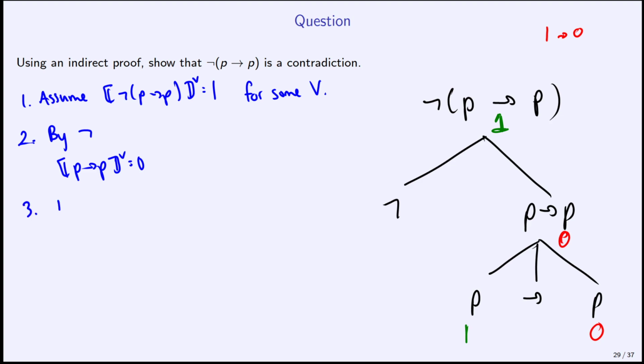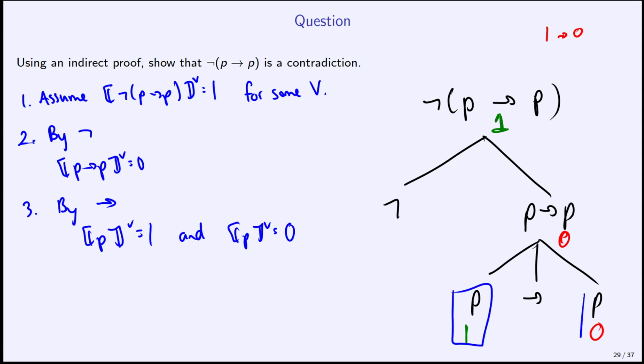So 3, we can say by the conditional, we know that P is true, and we know that P is false. Oh, okay, so here's our contradiction. P is true, P is false at the same time. These both cannot happen. So contradiction based on line 3.